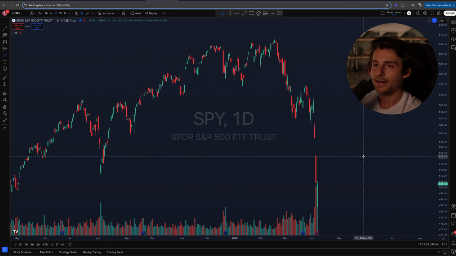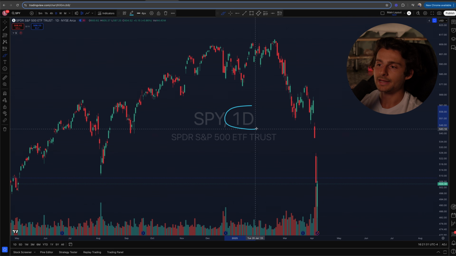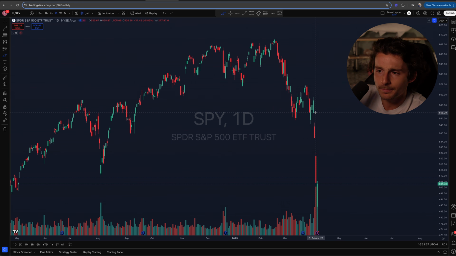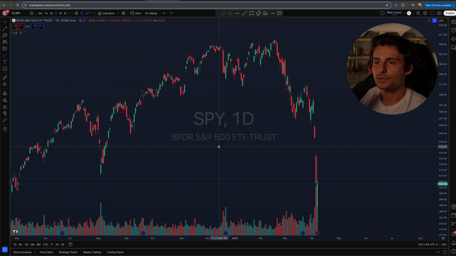All right, now let's zoom it back out to the big picture, the 1 day time frame, meaning that all of these candlesticks are 1 day. Let's talk about analyzing price, because we now see volume, we see price, we see candlesticks. We've got a good sense of time frames. Let's talk about analyzing price. How do we do that? How do we see things?